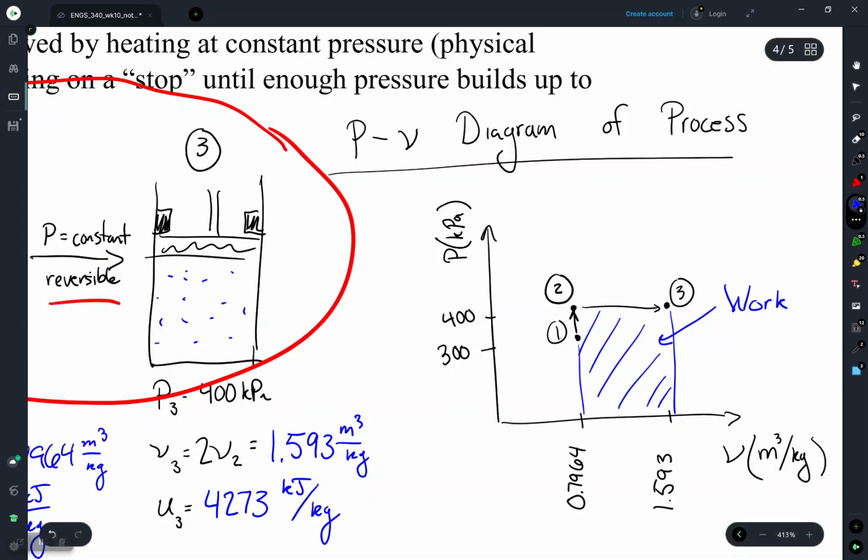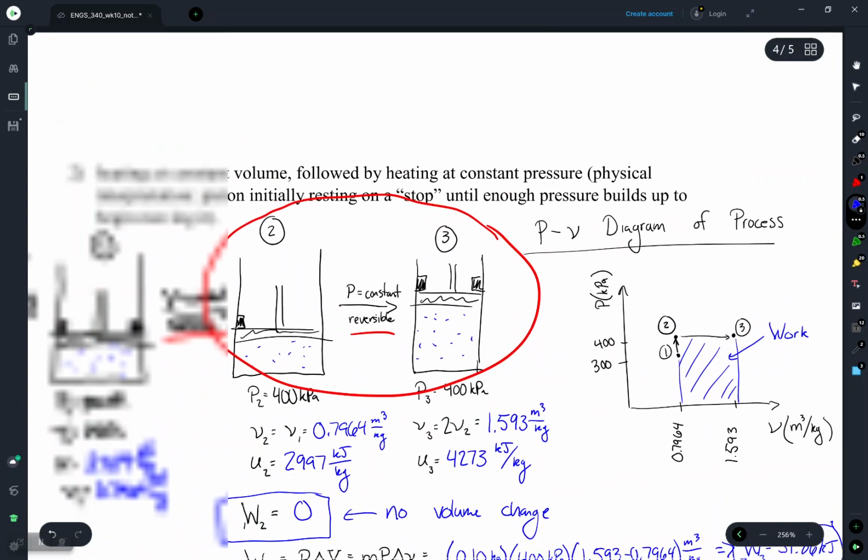We can also see how different pathways, like this one, result in more work because we're going up first and then we're going over to the right. So we have a larger area underneath that curve.